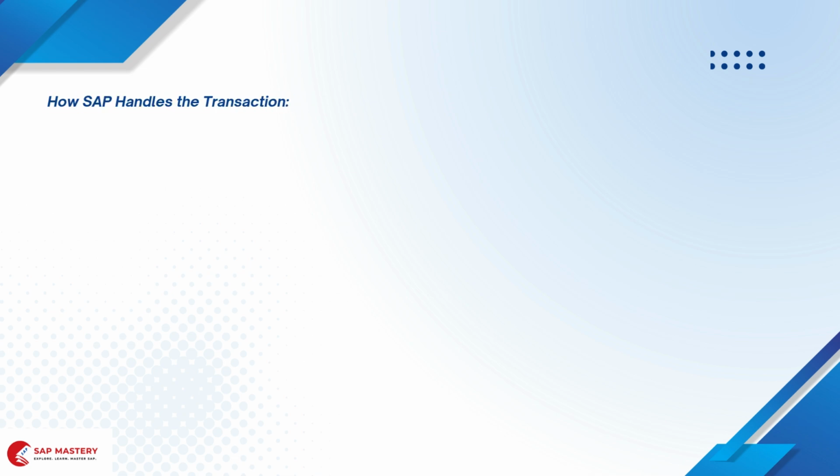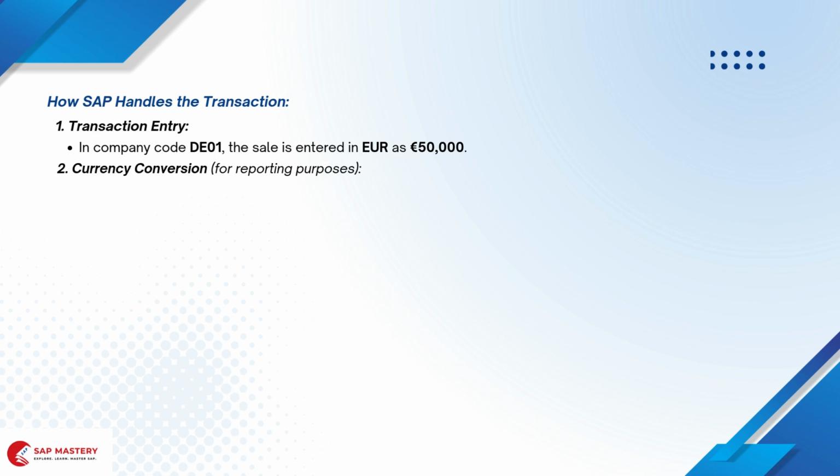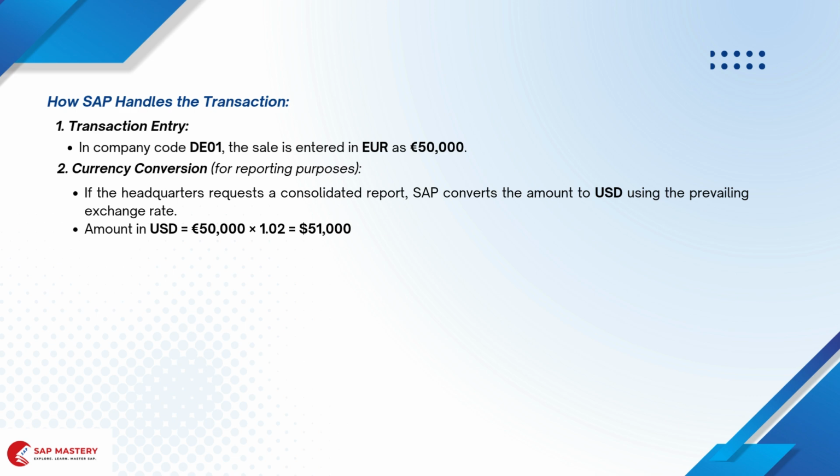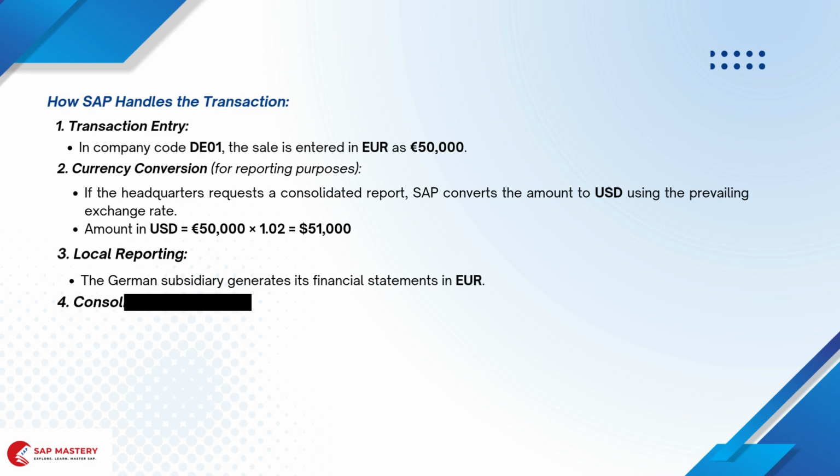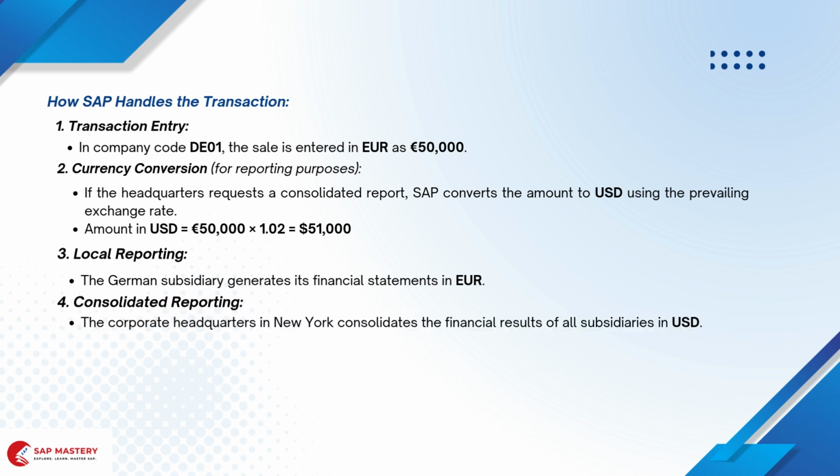How SAP handles the transaction. Transaction entry: in company code DE01, the sale is entered in euro as 50,000 euros. Currency conversion for reporting purposes: if the headquarters requests a consolidated report, SAP converts the amount to USD using the prevailing exchange rate. Amount in USD equals 50,000 euros times 1.02 equals $51,000. Local reporting: the German subsidiary generates its financial statements in euros. Consolidated reporting: the corporate headquarters in New York consolidates the financial results of all subsidiaries in US dollars.